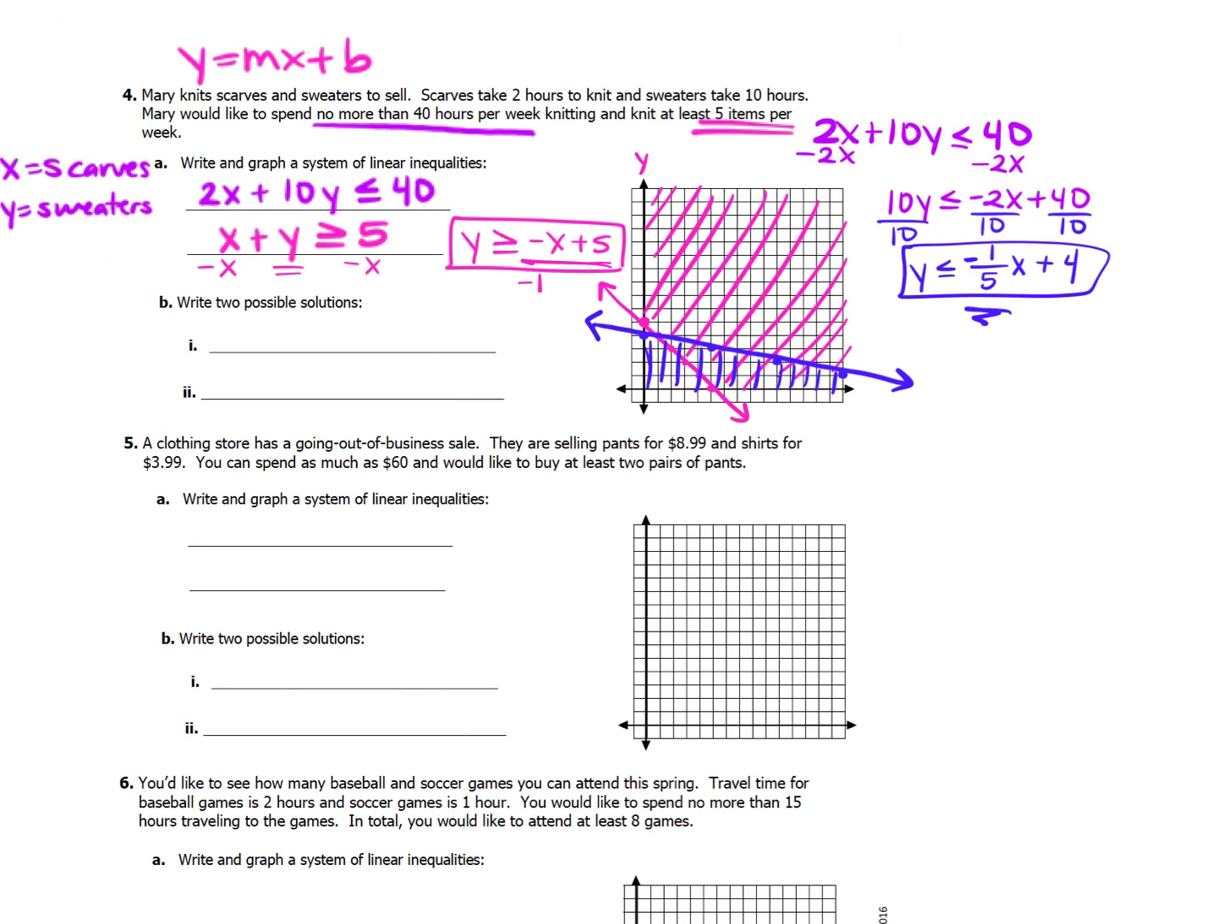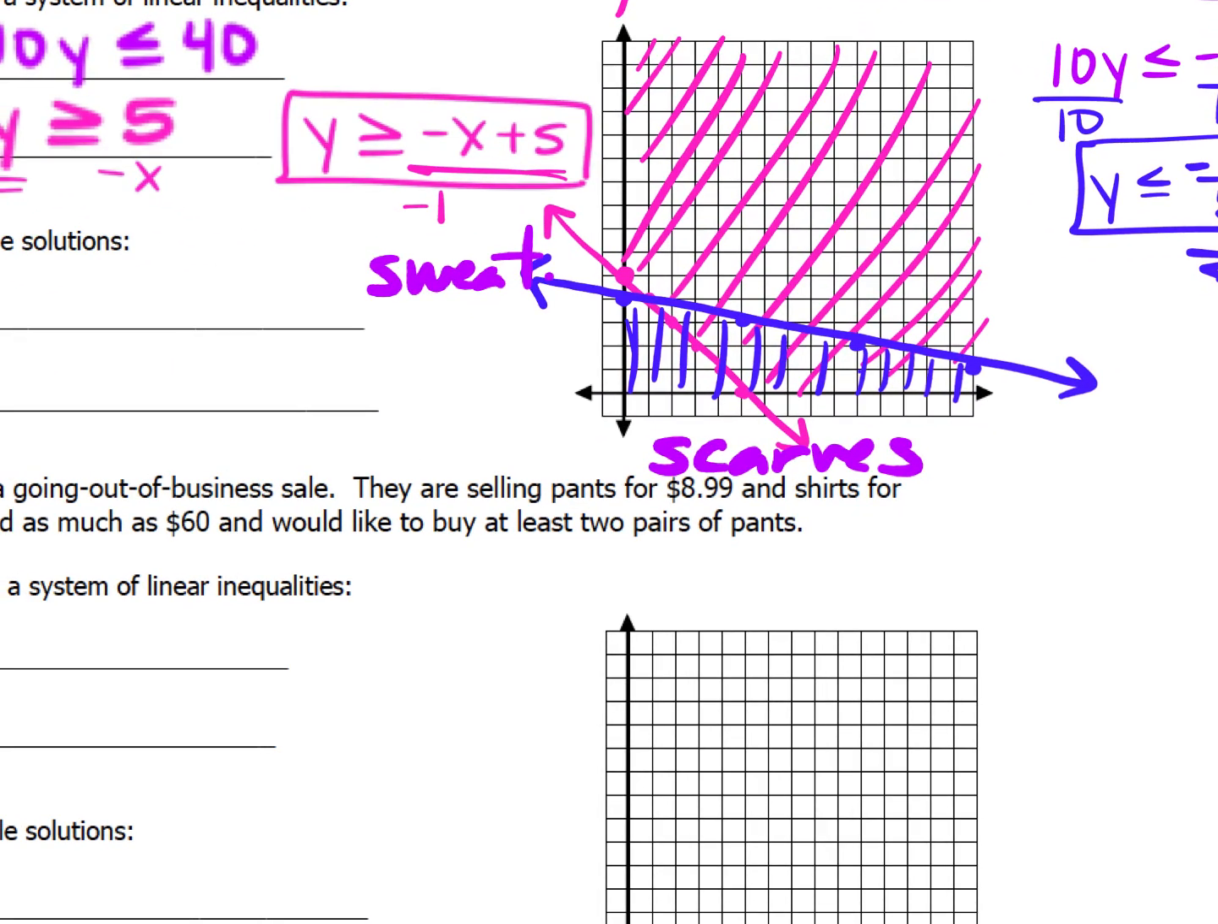We said X was scarves. We said Y was sweaters. So give me a solution that works here. How many of each?